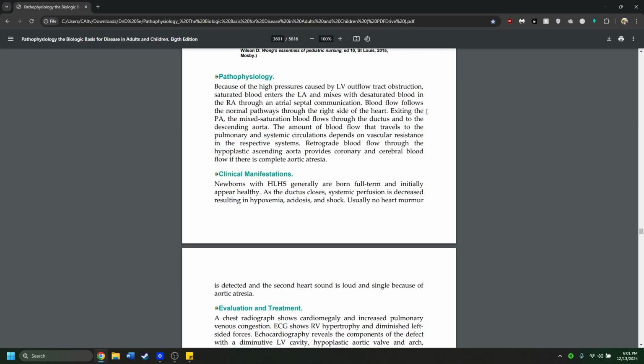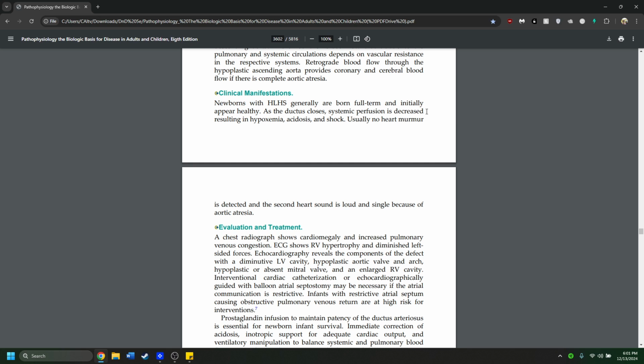The amount of blood flow that travels to the pulmonary and systemic circulation depends on vascular resistance in the respective system. Retrograde blood flow through the hypoplastic ascending aorta provides coronary and cerebral blood flow if there is complete aortic atresia.